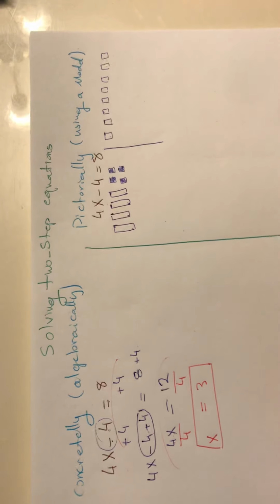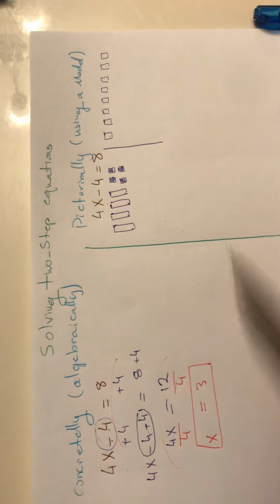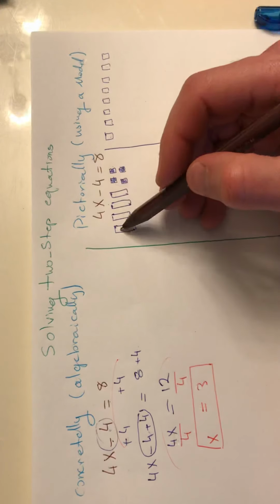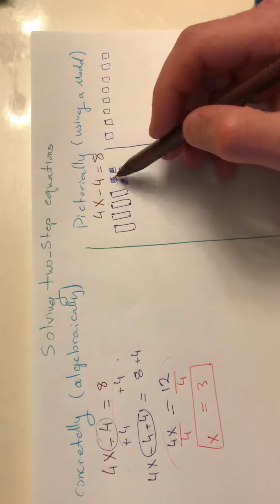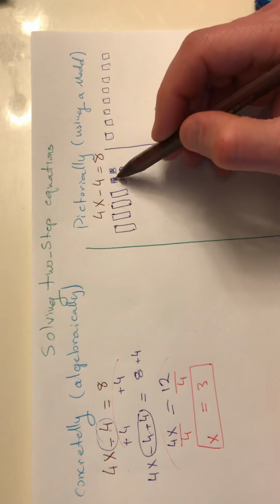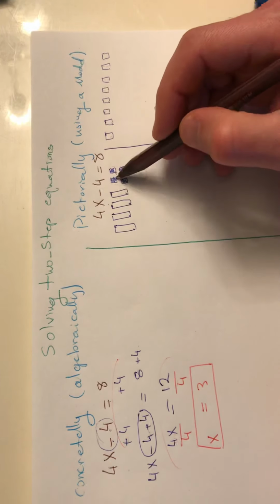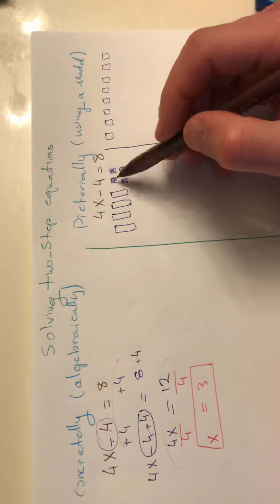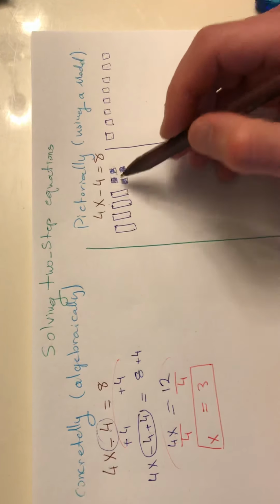The first step we need to do here is to get rid of this 4. Again, we want the x's on one side and all the numbers on the other side. So in this case we have negative 4 here to get rid of. To get rid of negative 4, we need to introduce 4 positive 1s.